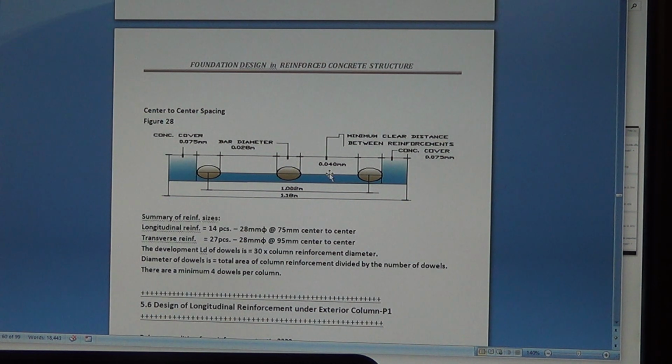So that's why the code gives you the minimum distance, and you can use a 1.5 aggregate or less, so it can easily flow here. When you pour the concrete, there's no void. That is why we have 0.04, that's 40 millimeter in between.